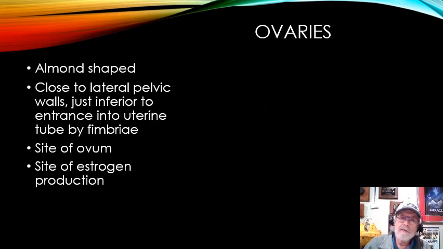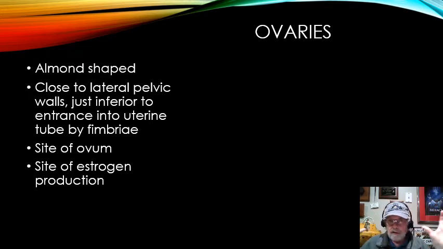The ovaries are basically almond shaped. They're not really very large. They're close to the lateral pelvic wall because, again, the fallopian tubes are coming to the pelvic wall. Now, I'm not talking about the abdominal wall, but the pelvis. You have to remember that the pelvic cavity is much smaller than the abdominal cavity.